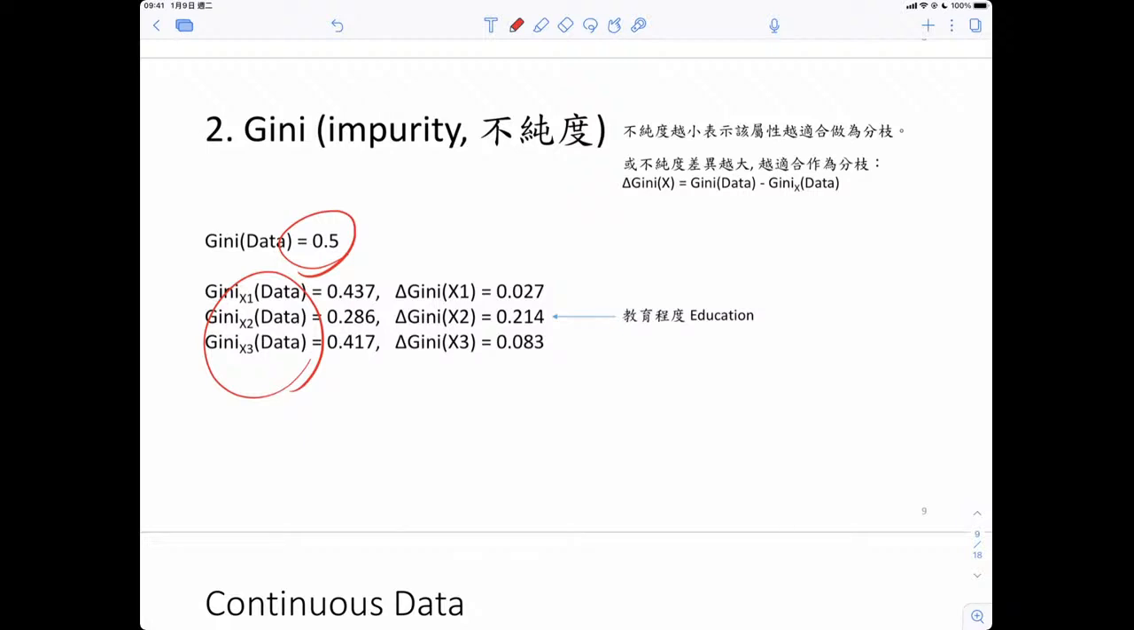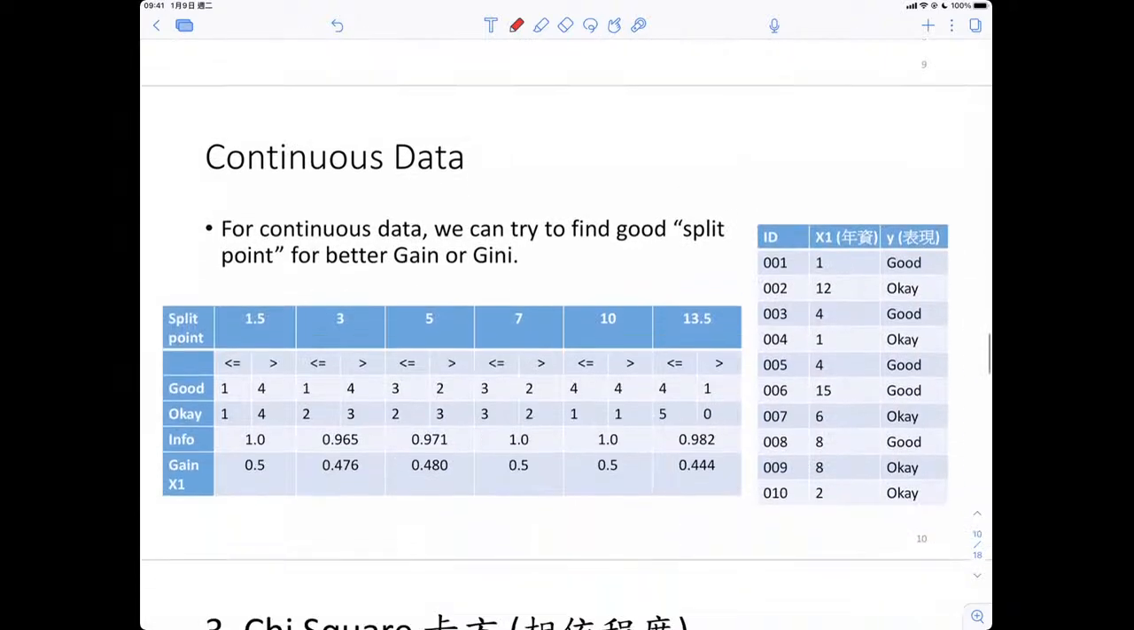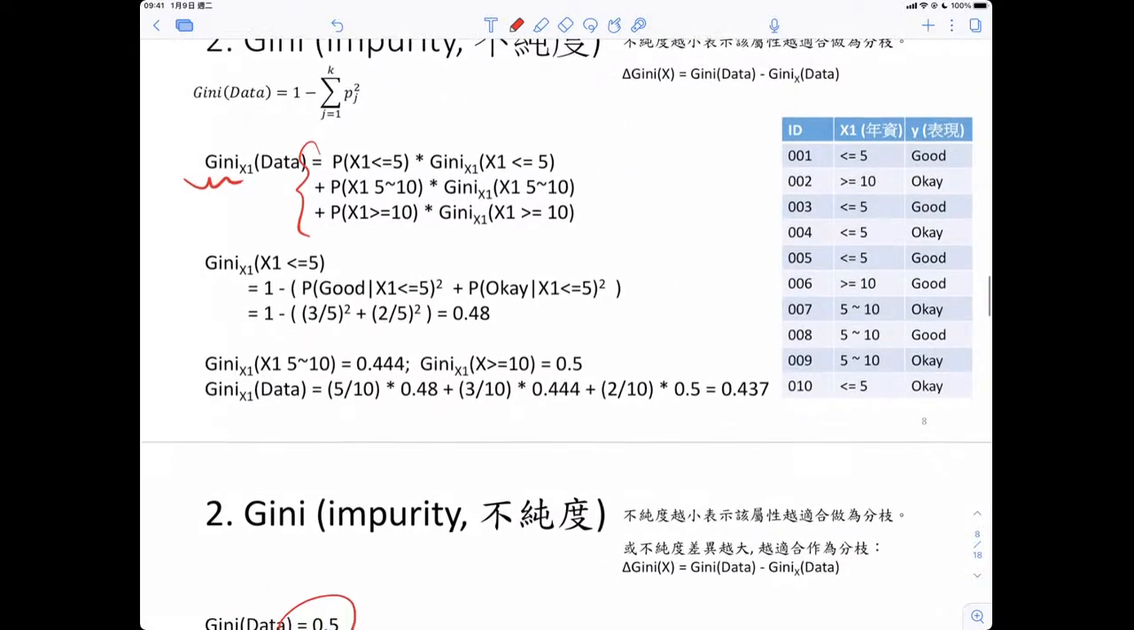against the impurity of Y，就是两个相减嘛。那差越多，就表示你用Y去做分类的不纯度，跟你用X2，就是教育水准去分的不纯度差很多。不纯度反过来意思就是比较不乱的意思嘛，所以也是一样的。OK, that is the second one.